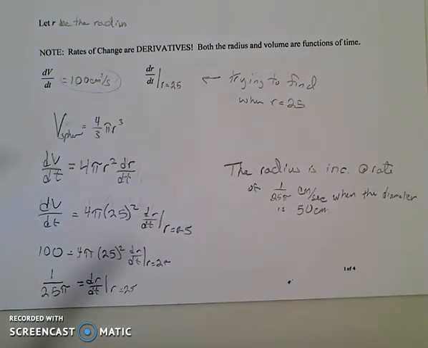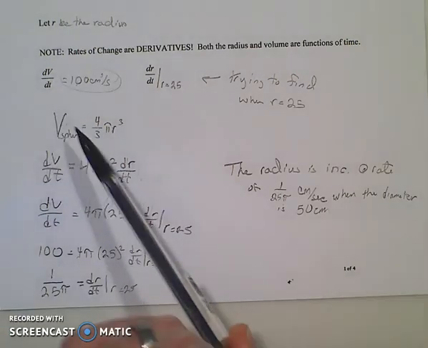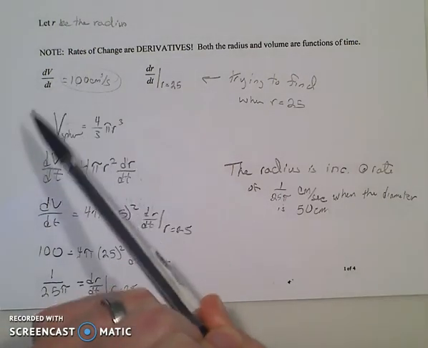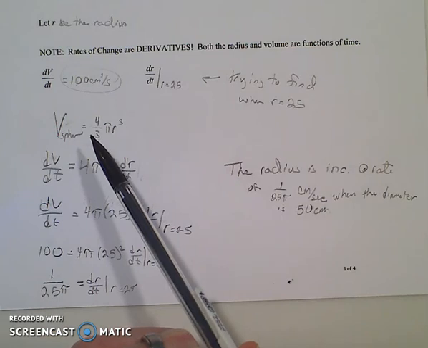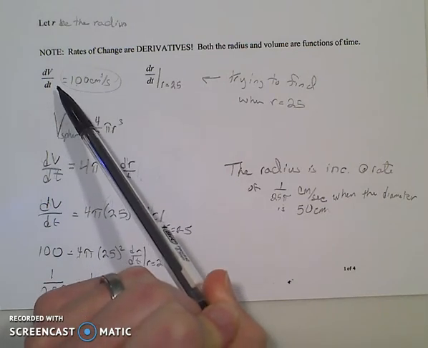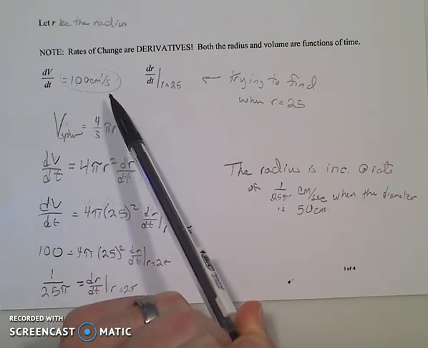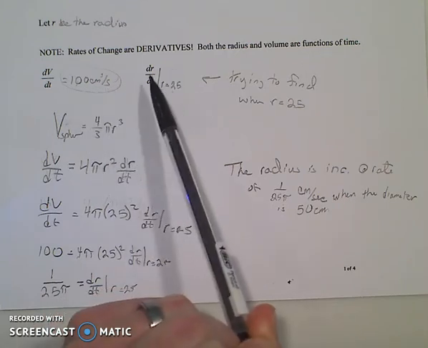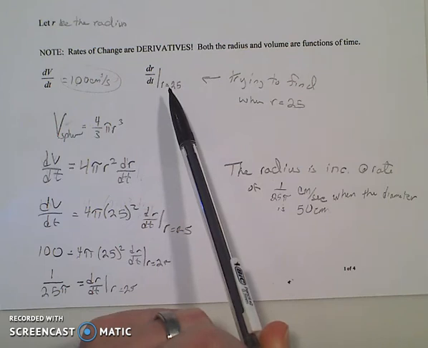So just to recap, you write down the given. What were we given? We're given the volume. So we write down the volume equation. We have our givens. We know the volume is increasing at a rate of 100 centimeters cubed per second. We're trying to find dr/dt when the radius is 25.